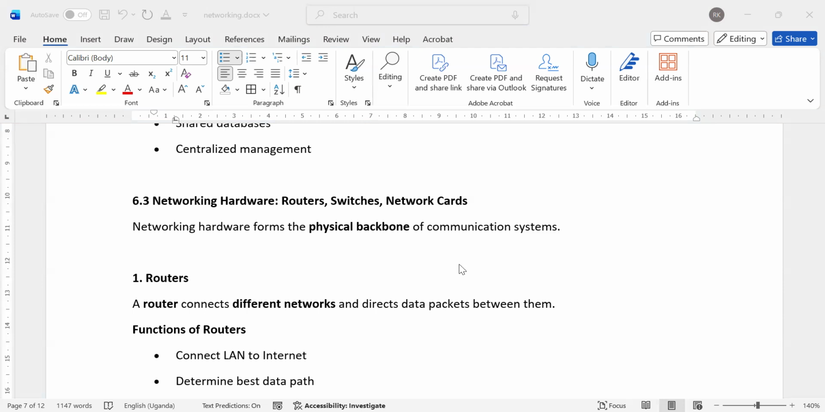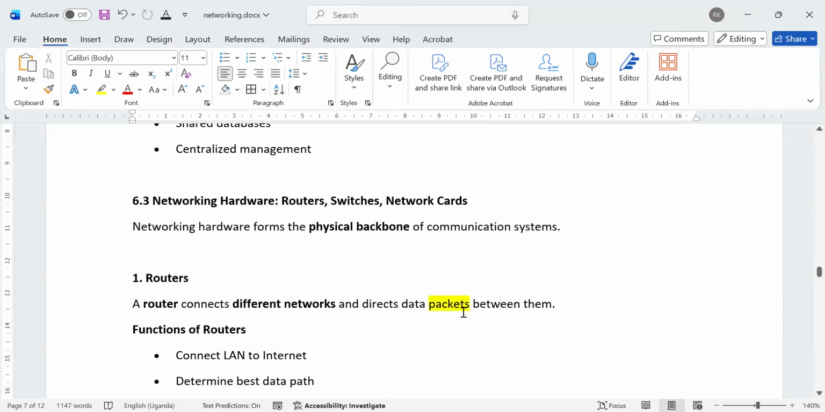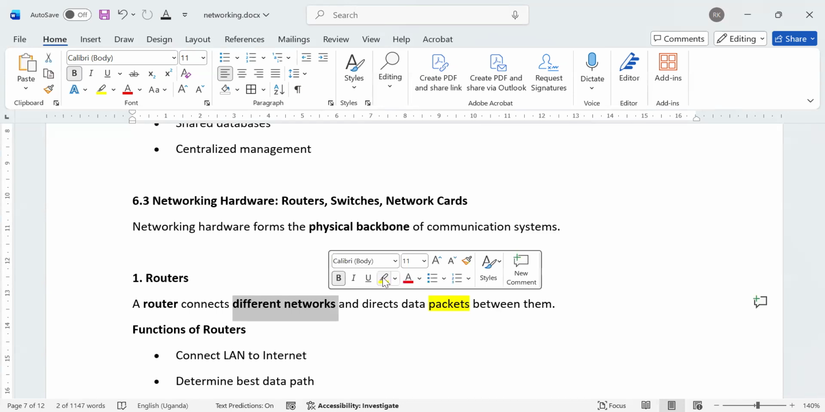So a router connects different networks and directs data packets between them. Now, this word here is big, packets. I'm not going to go into it. It has a lot of meaning. But my interest is going to be on this term here. My interest will be on different networks. Now, the job of a router in a network, as you say, a term which says different networks.